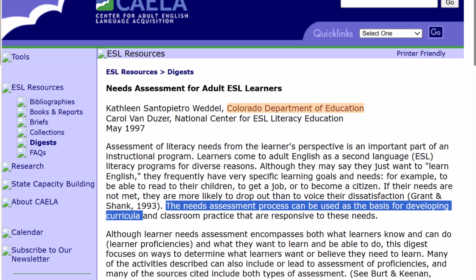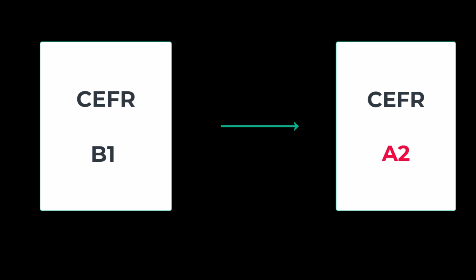But after the initial conversation and needs assessment, I realized that this student's starting point required that we focus on A2 level activities in our first few lessons.